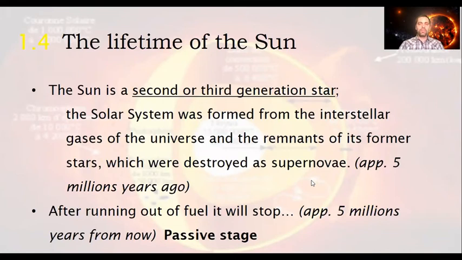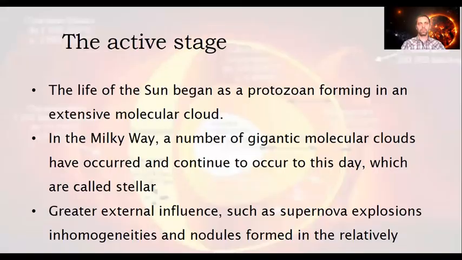In the present, in its active stage, the sun is producing energy, but after running out of fuel, it will stop producing energy. This will be approximately 5 million years from now. This will be its passive stage. First, we will check the active stage.